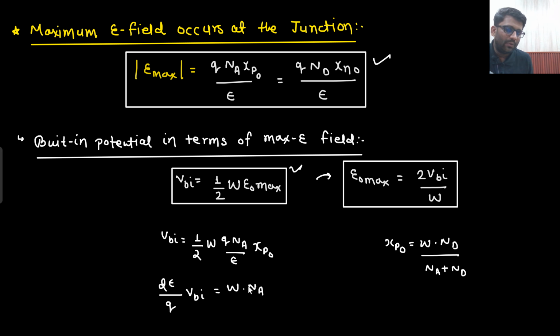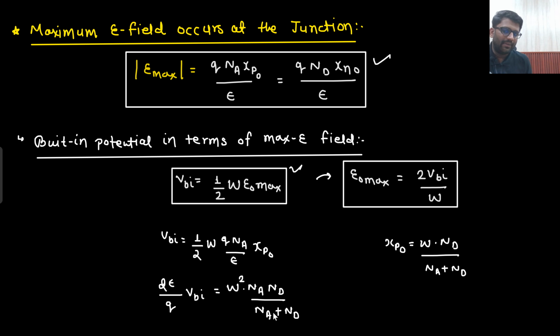So W and W would become W square. Is that clear to you? I am just putting the expression, it is just mathematics. If you use your own pen, then you will be able to understand it. If you are just looking at the screen, then you might not be able to understand, right? So 2 epsilon by q, v built in, W as it is, Na as it is. Xp naught is W Nd upon Na plus Nd. So W and W became W square, right?